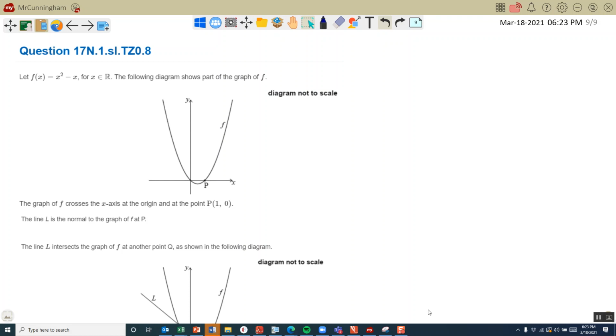This is question 8 from November, paper 1, standard level from 2017. We have a function f of x, which is x squared minus x, and it crosses the x-axis at 0, at the origin, and at the point 1, 0. So this is the point 1, 0. We're also then told the line L is the normal to the graph of f at P.